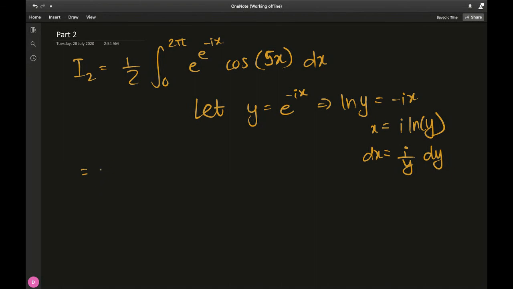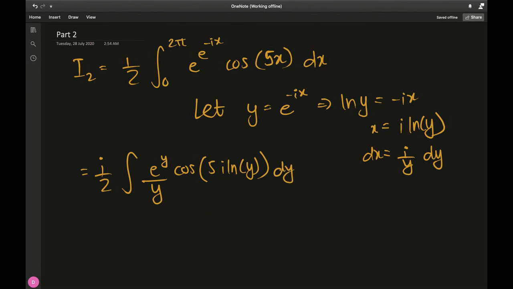So we have half e to the y cosine of, x is i times natural log of y, dx is, well, take the i outside, divide by y dy. And when you plug in 0, you'll have e to the 0, which is 1, and e to the negative 2 pi i, which will also be 1. You can use cosine of x plus i sine of x to check it. In this case, it will be negative i sine because we have e to the negative ix. But in any case, this will still be 1.